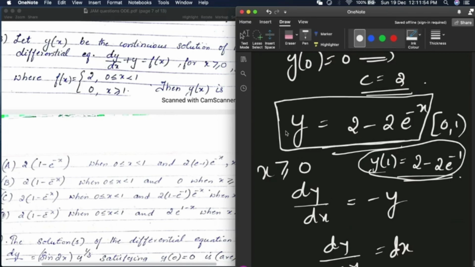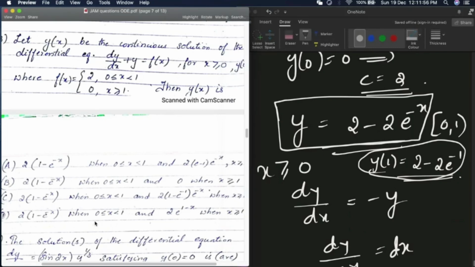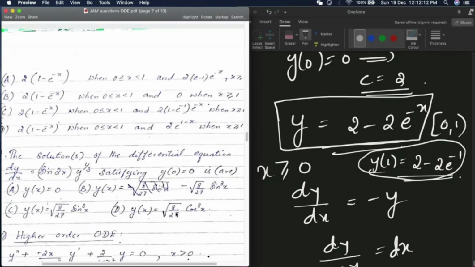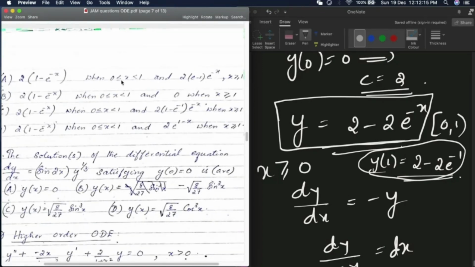So is there any option given there? 2 into 1 minus e raised to minus x in the first interval and 2 into e minus 1 into e raised to minus x, yes. Option A. So always check: the second condition is not given, only one initial condition, y of 0, is given to you. So at 1 you can equate it to find the value of c. Okay, got it?